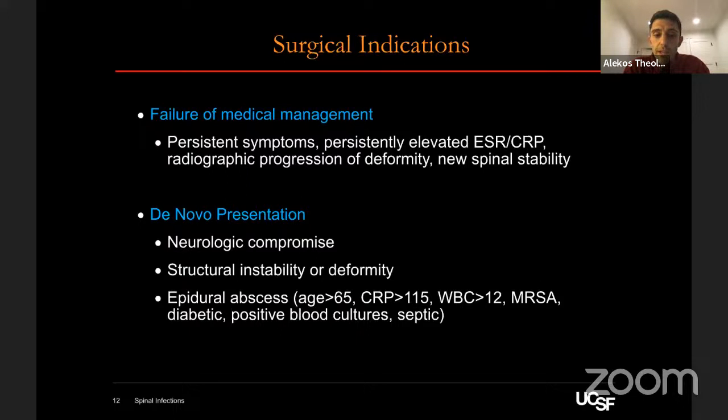or concomitant deformity. And then for those patients who also have an epidural abscess, those who may benefit upfront from surgical intervention rather than non-operative management are more elderly patients, those with higher CRPs, leukocytosis, MRSA infections, diabetics, those with positive blood cultures and systemic signs of infection.